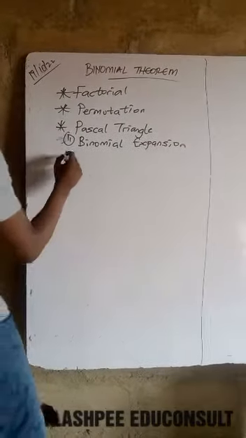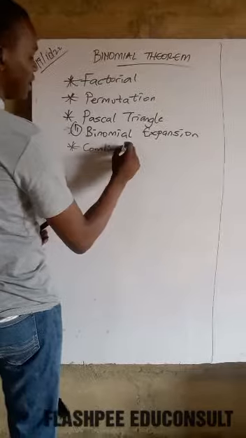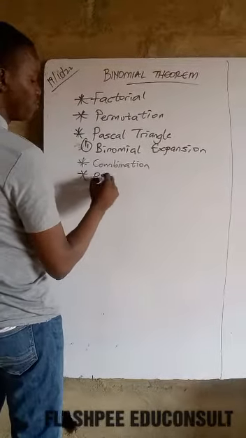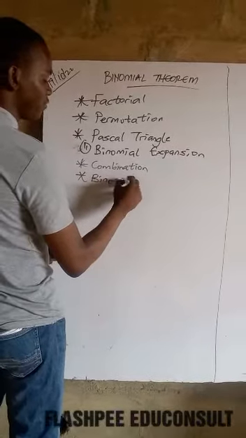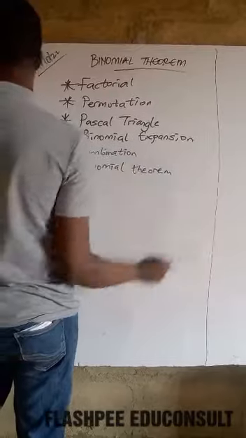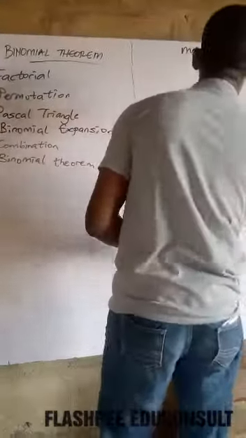The next thing is going to be the combination. And like I said, combination will give us rise to what? To the binomial theorem itself. So now let's pick it from the first one.